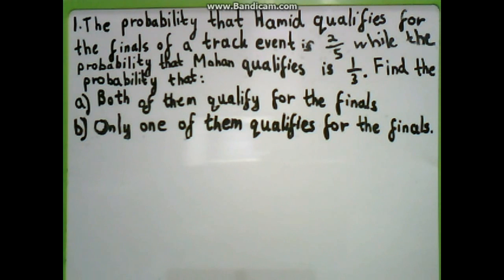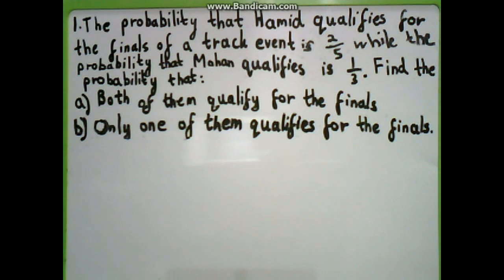Okay, so question 1. This is an easy type based probability question. The probability that Hamid qualifies for the finals of a track event is 2/5, while the probability that Mohan qualifies is 1/3. Find the probability that A, both of them qualify for the finals, B, only one of them qualifies for the finals.